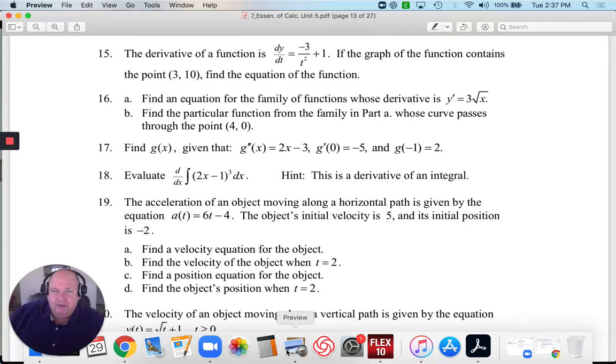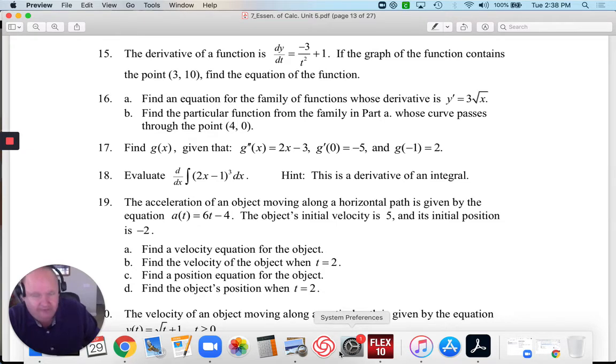Acceleration of an object. So we have the acceleration 6t subtract 4. And you're given the initial velocity is 5. And the initial position is negative 2. Let's see what we can do. Find the velocity, and then find the velocity at, well, let's just do one at a time. So let's find the velocity.